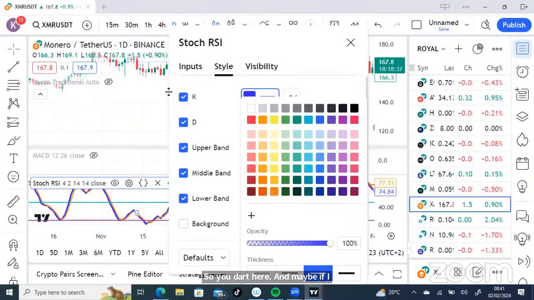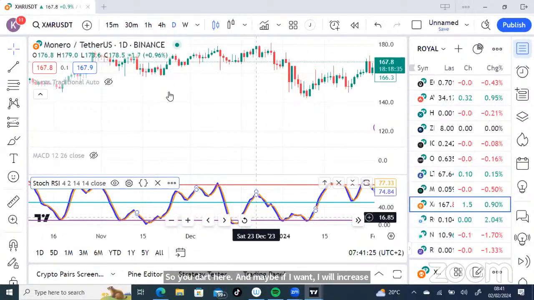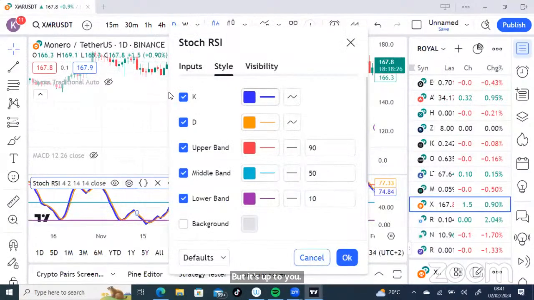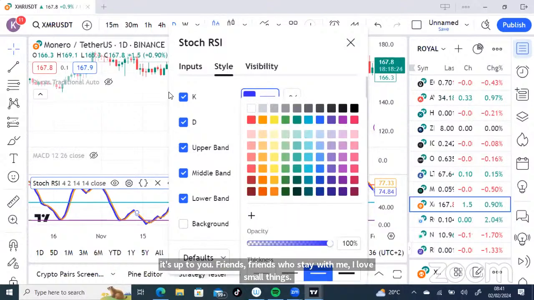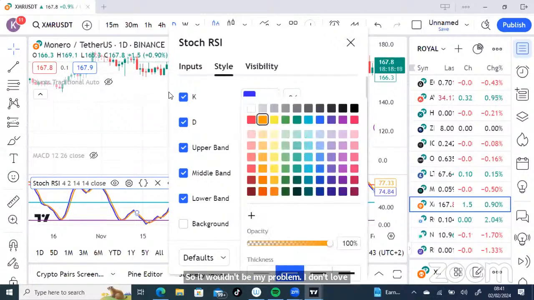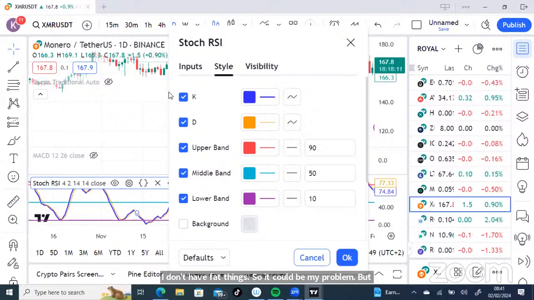But you see, when I increase it, it looks too thick to me. But it's up to you. Friends who stay with me usually tell me I love small things. So it could be my problem. I don't love fat things. But let my problem not be equal. You might be here because you love things that are fat, big, whatsoever. Okay, but it's up to you.